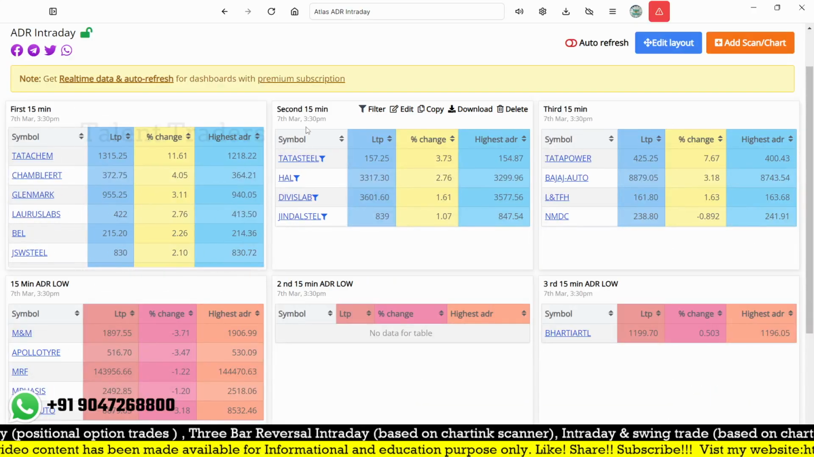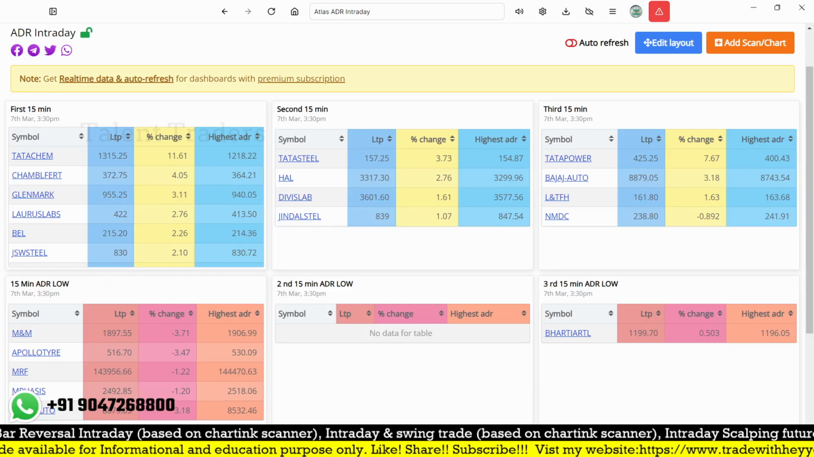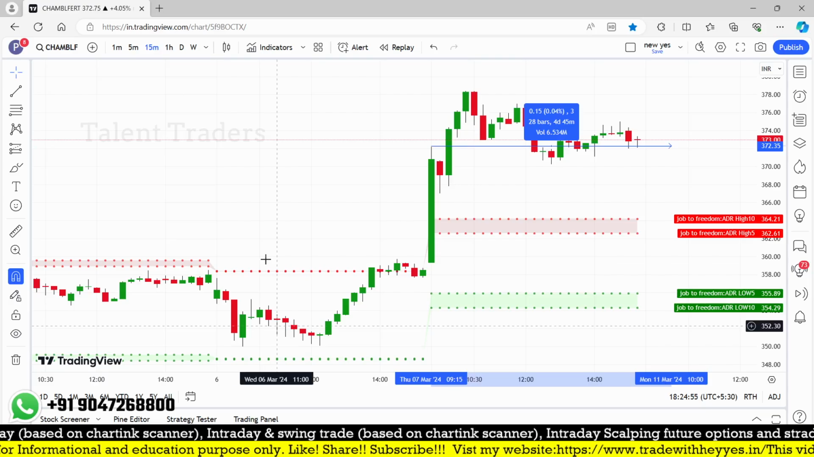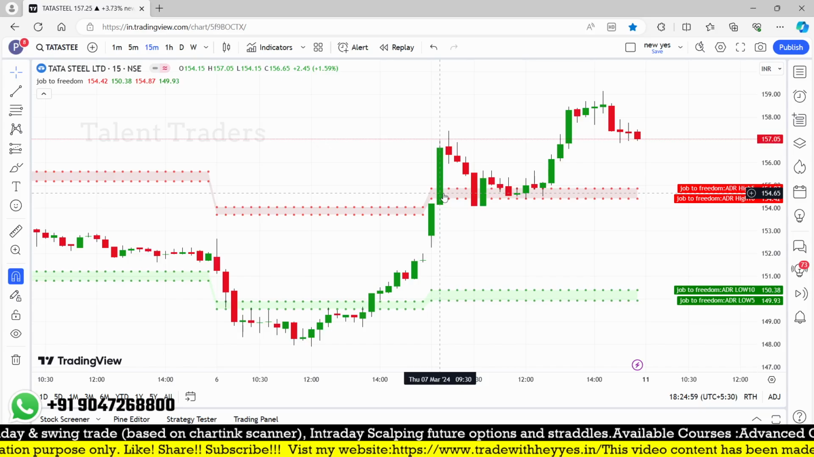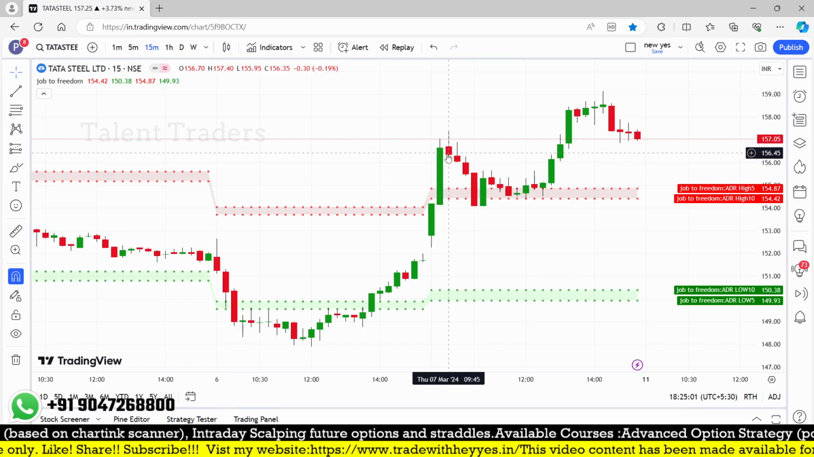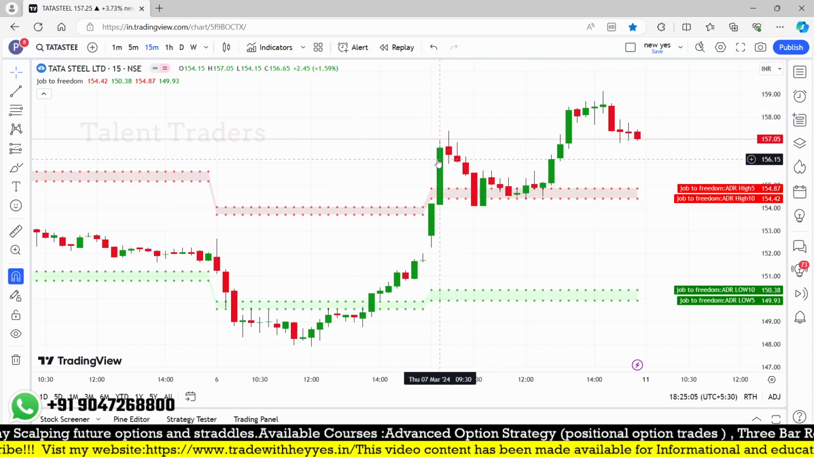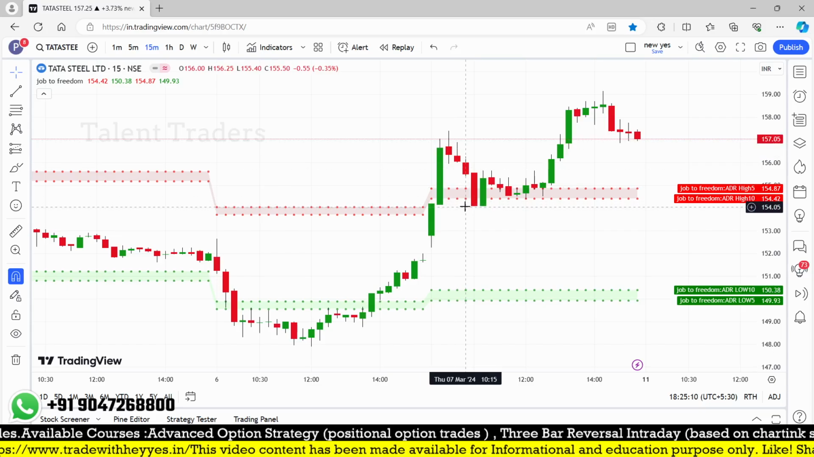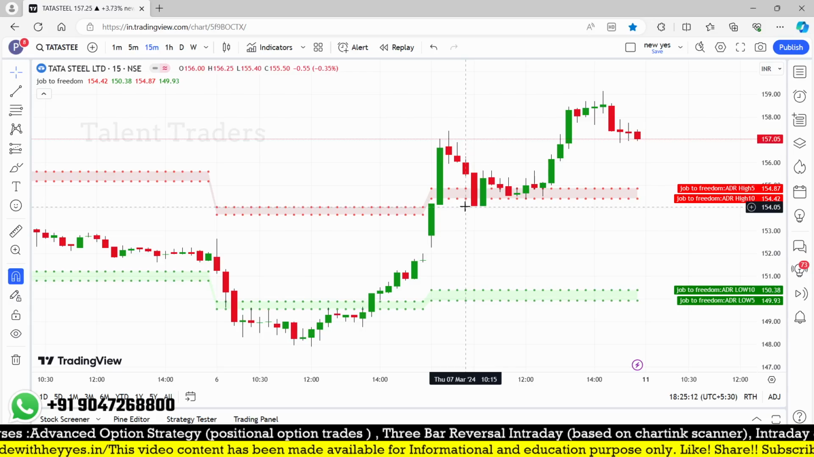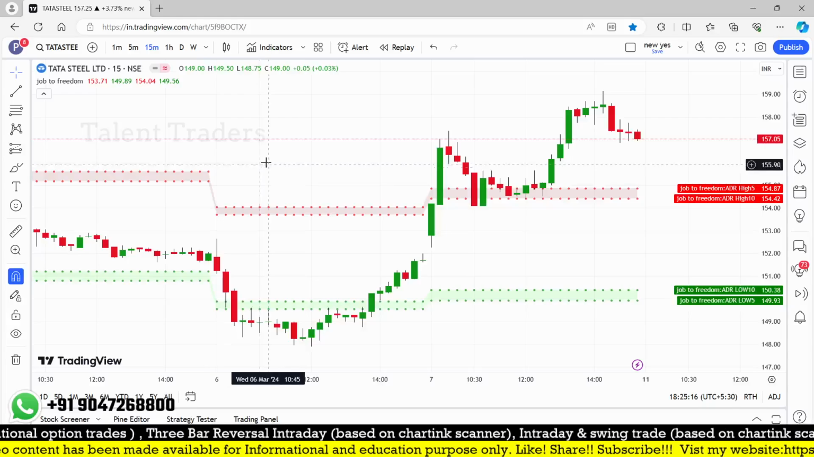In the second 15-minute candle, let me see Tata Steel, HAL, Divi's Lab and Jindal Steel. Four stocks. Let me check Tata Steel. Here you can see this is the second candle where there is a breakout, almost 1.5%, a big one. Here also a big one. It gave you the breakout, but finally it triggers your stop loss, and you are going to lose more than 1.5%. So, a big candle.